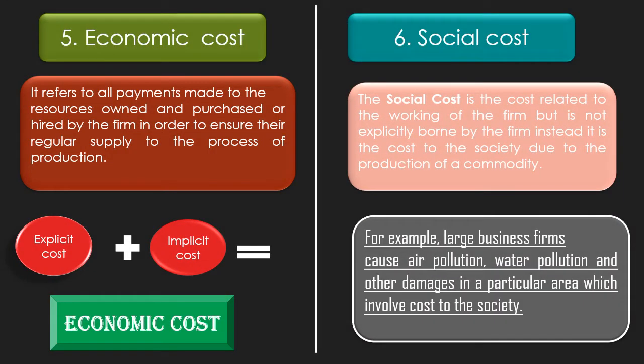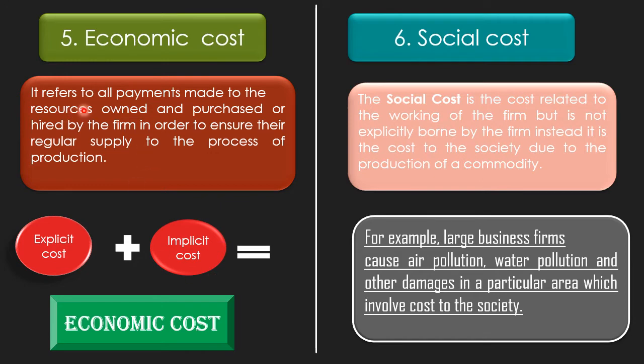So the next cost is economic cost. In economics we have to calculate everything, even that rent which is not paid because we are using the building of the owner, but still we have to assume some amount and add it to the explicit cost to calculate the economic cost.